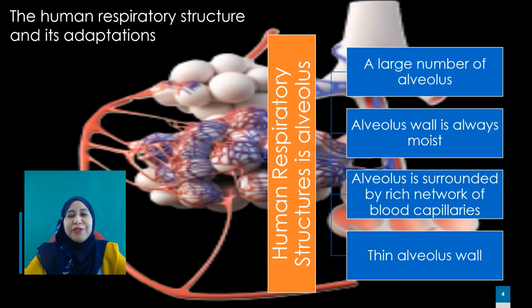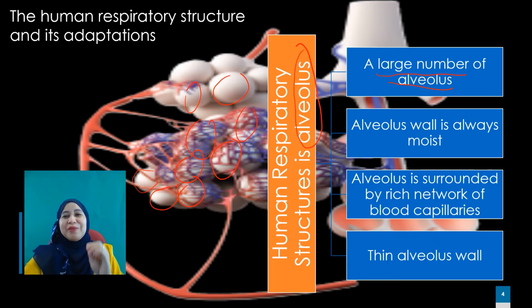Now we look at the human respiratory structure and its adaptation. Human respiratory structure is alveolus, that is at our lung. So the adaptation for alveolus is there are a large number of alveoli. You can see the picture here. This is the picture of alveolus. There are a large number of alveoli. This large number of alveoli is to increase the surface area so that more respiratory gases can diffuse.